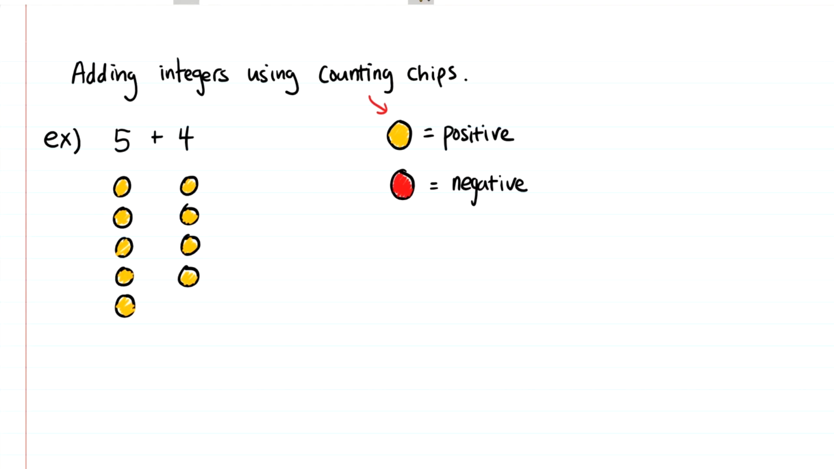The answer is basically how many we have altogether. So we've got 1, 2, 3, 4, 5, 6, 7, 8, 9. So the answer is 9. That's how you get the answer adding integers using counting chips.